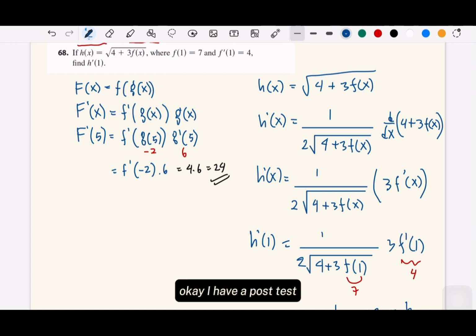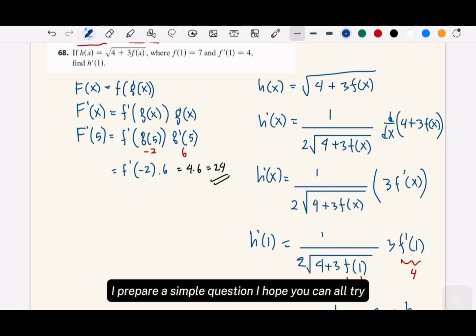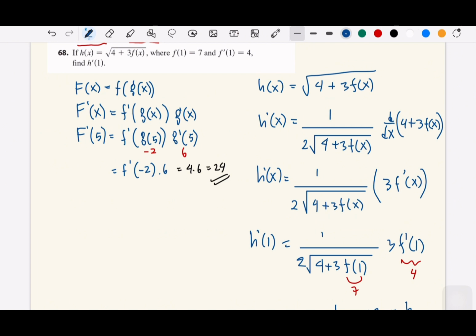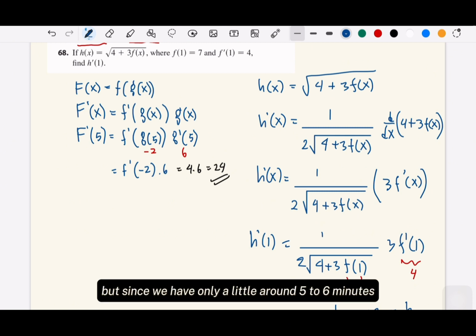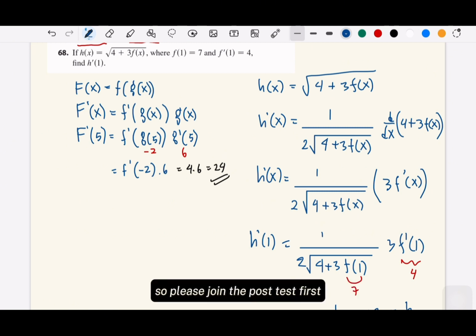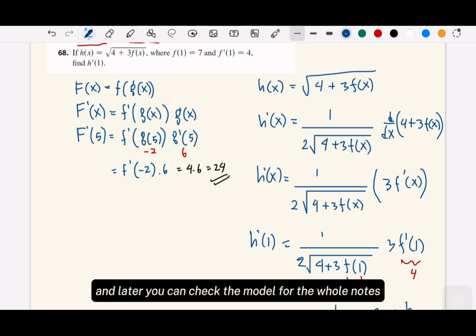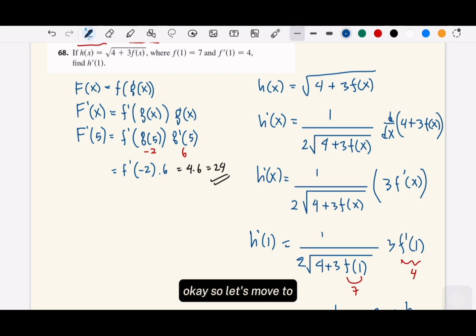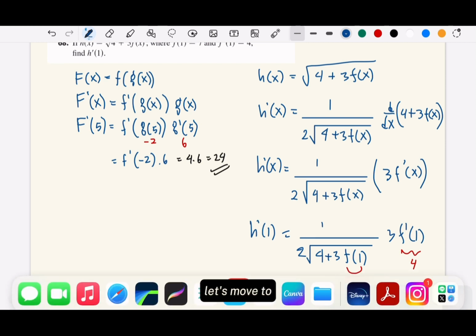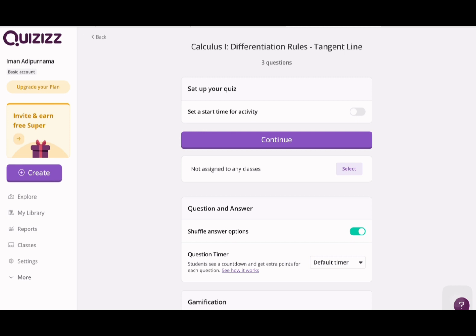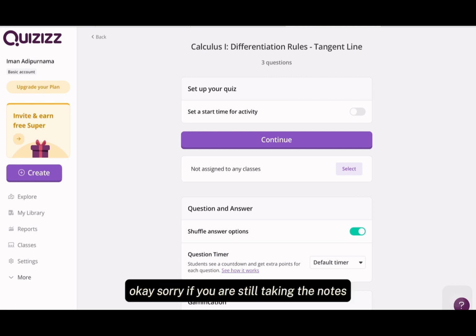Okay, I have a post test. I prepared a simple question. I hope you can all try. But since we have only around 5 to 6 minutes, please join the post test first, and later you can check Moodle for the whole notes. So let's move on. Sorry if you are still taking notes.